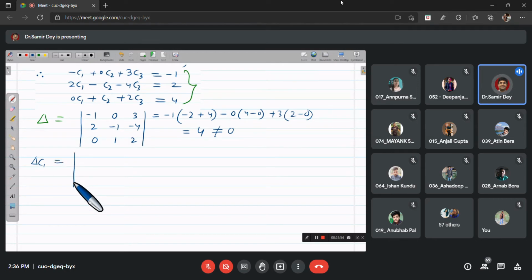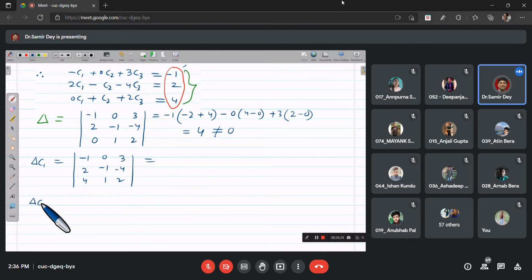How to calculate del C1? This portion should be replaced by the first column for C1, the second column for C2, and the third column for C3. Correct? Now you write down 1, 2, 4, 0, minus 1, 1, and 3, minus 4, 2. Everyone, please try to tell me what the value is.